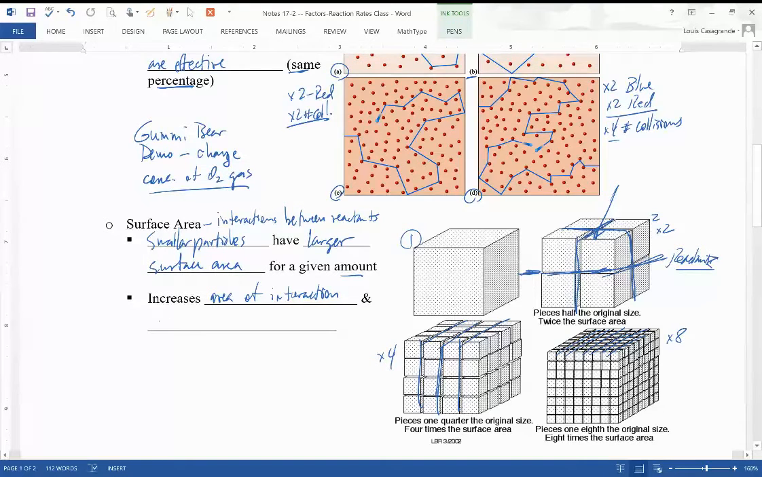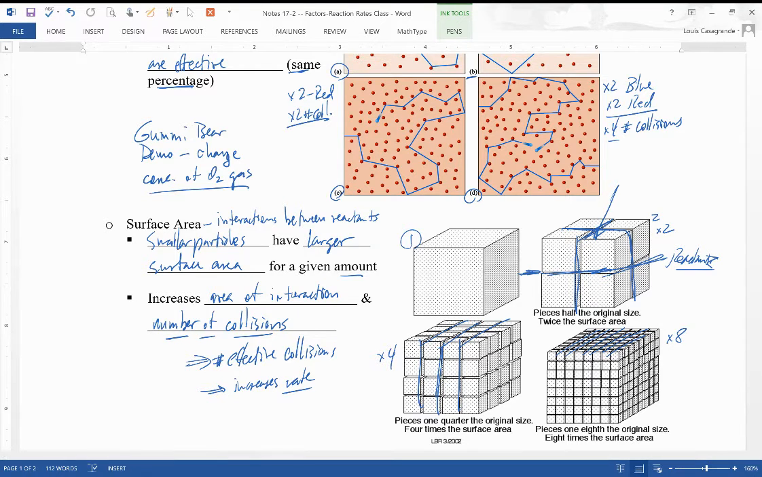And therefore increases the number of collisions. And as above, increasing the number of collisions is going to increase the number of effective collisions. And that is going to increase the rate. So just playing with the amount of reactants you have there, you can increase the reaction rate.